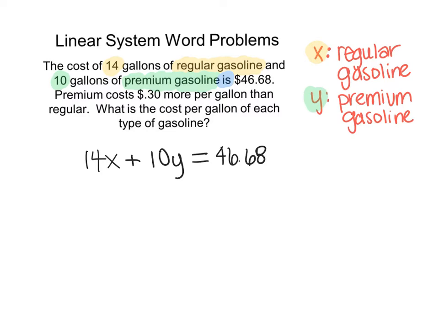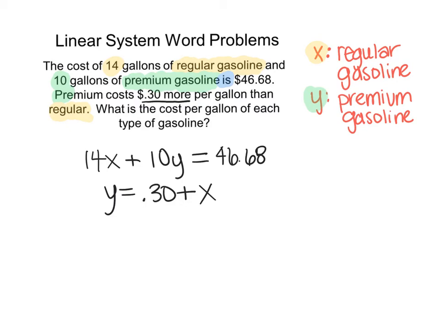Okay, our next sentence says premium cost, and premium cost is represented by our variable Y. So we'll go ahead and put Y equals 30 cents more, so "30 cents more than" means plus, per gallon than the regular. Well, we have regular defined as the letter X, so it would be 30 cents plus X. Now we have our two equations.